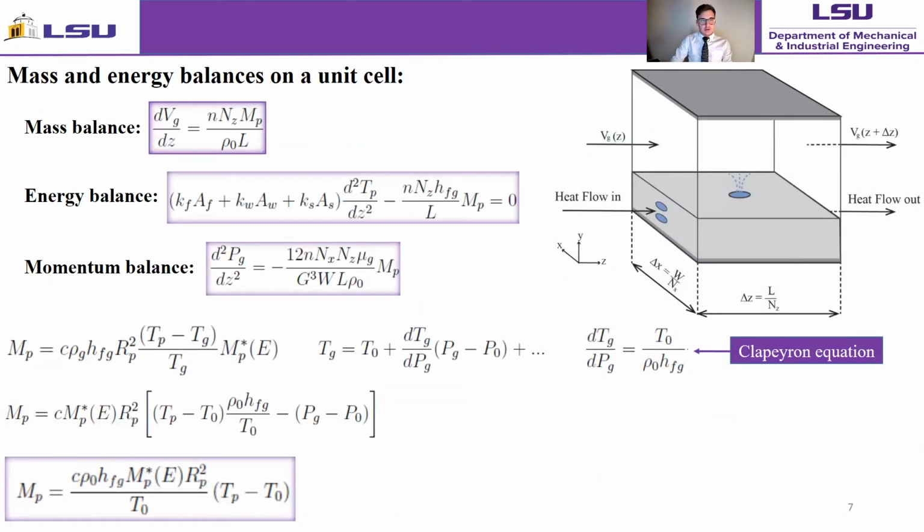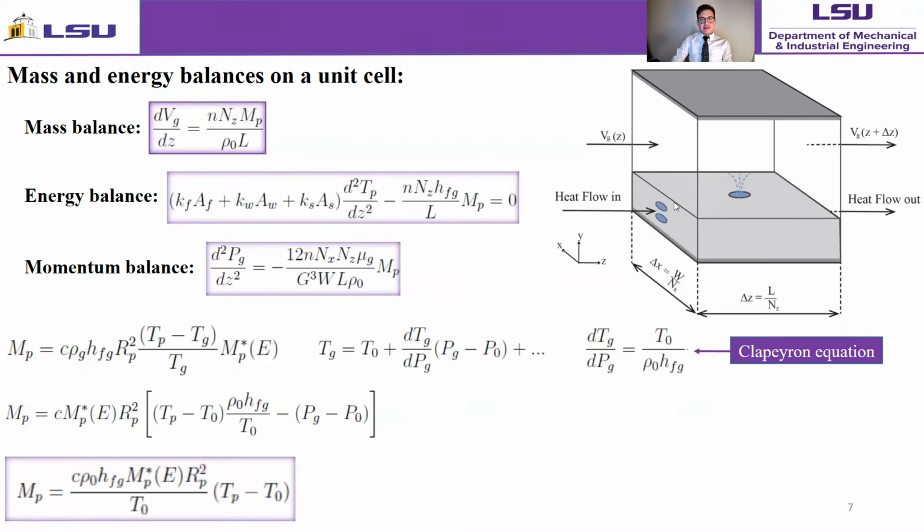We divide the pipe into rectangular cells, each containing a single pore. We perform a mass balance on the unit cell and find this equation that relates the variation of the vapor volume flow rate along the pipe to the pore evaporation rate. Therefore, we have brought a pore level result up to the pipe level.